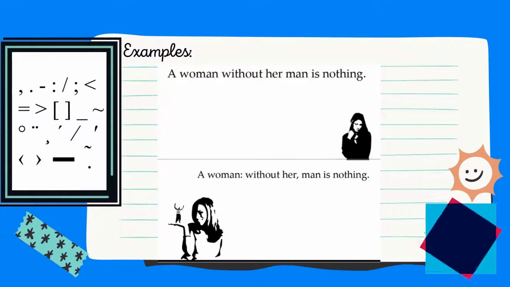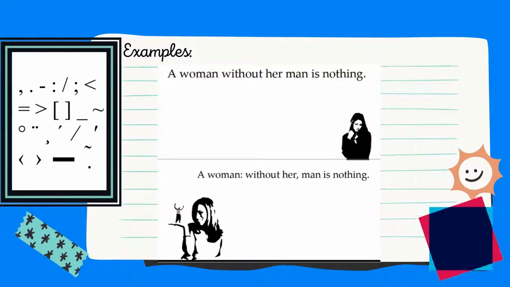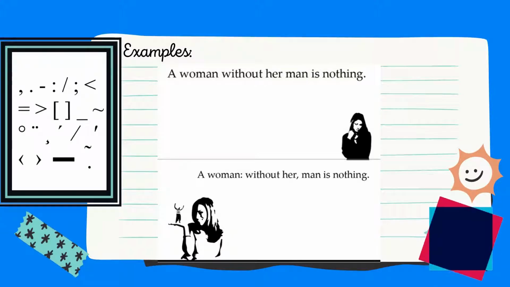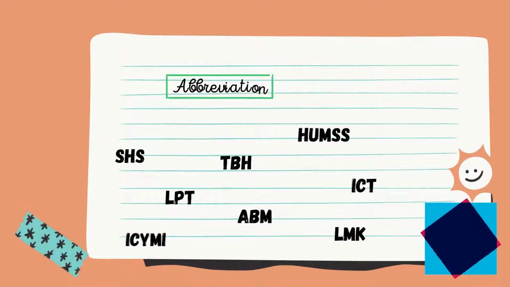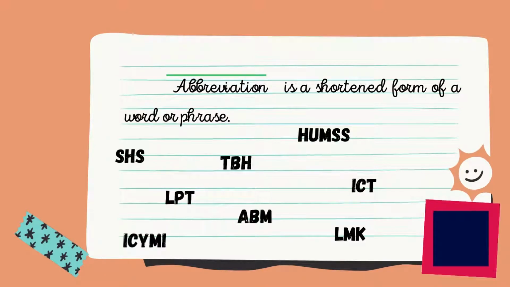Let's have a woman without her man is nothing versus a woman, without her, man is nothing. See the difference? Under the writing mechanics, we also have the abbreviation. It is a shortened form of a word or phrase.